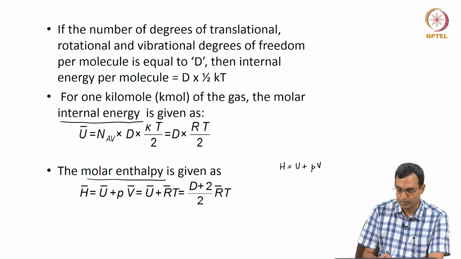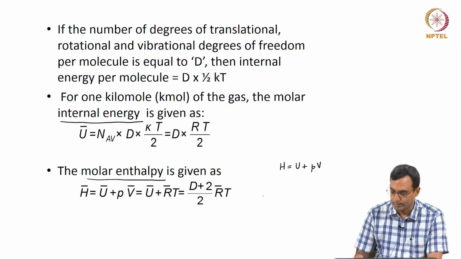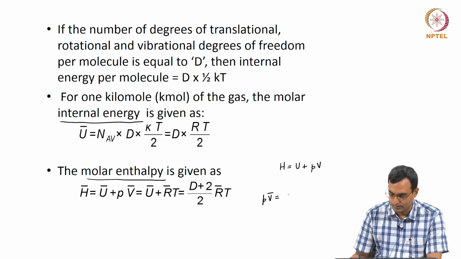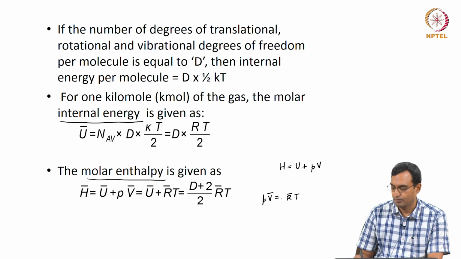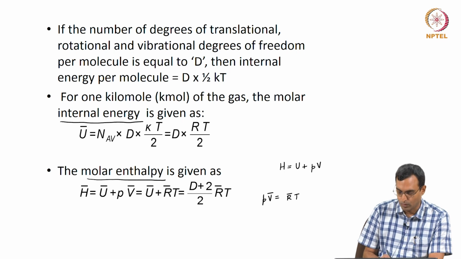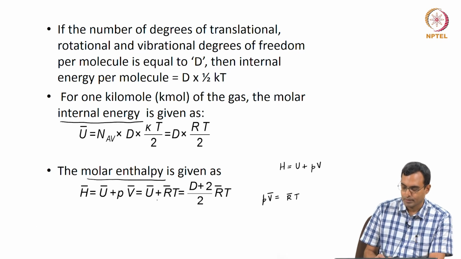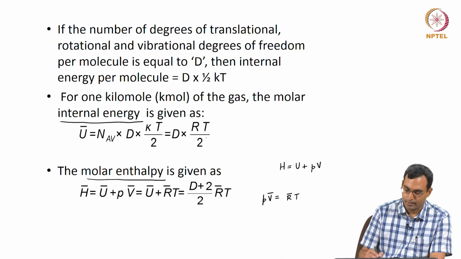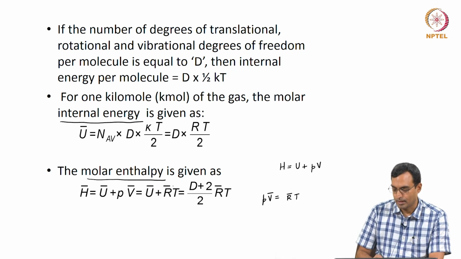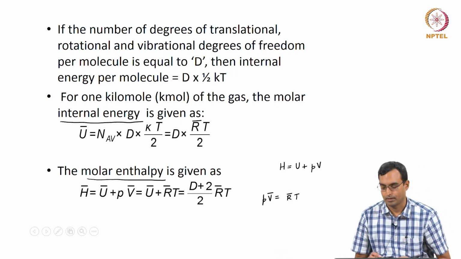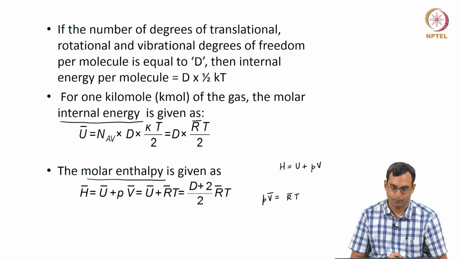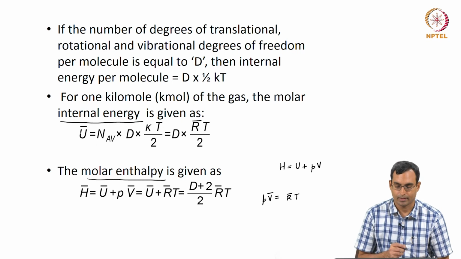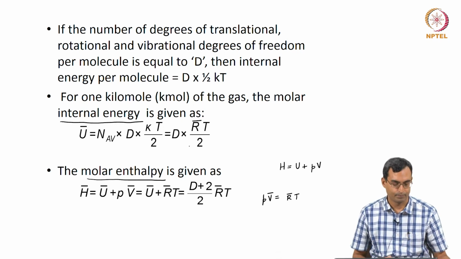So, it is given in this fashion, U plus PV, and we know from the previous slide that PV is equal to R bar into T, where we had this N, we divided V by N and we got V bar, which is the specific molar volume. So, instead of P V bar we can write it as R bar T. So, we have U, which is d into R bar T by 2, plus R bar T, which essentially gives us d plus 2 by 2 into R bar T. This is the specific molar enthalpy. Similarly, the specific molar internal energy is given as d into R bar T by 2.